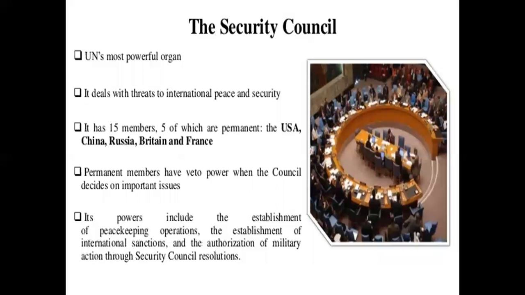Let's talk about Security Council. Security Council is responsible for the maintenance of international peace and security. It has 15 members, out of which 5 members are permanent: the USA, China, Russia, Britain, and France. All the permanent members have veto power when the Council decides on important issues.